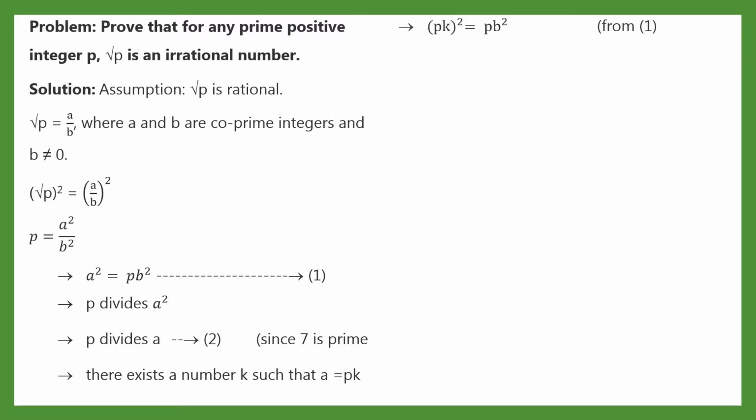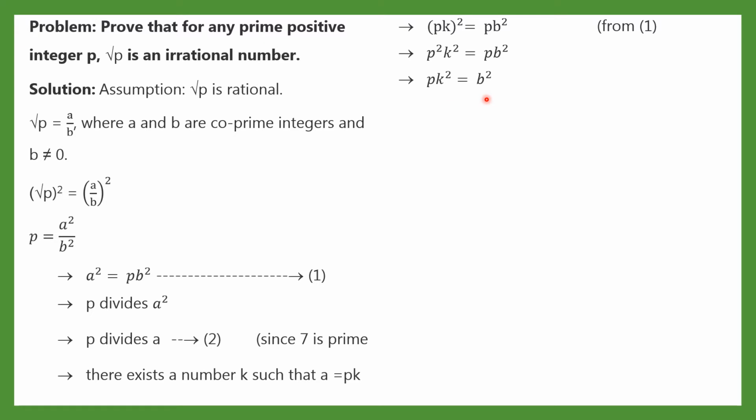I will substitute this pk in equation 1. Equation 1 is a square is equal to p b square. In place of a, I'll write pk. Then pk whole square is equal to p b square. The left side is p square k square is equal to p b square. I can cancel one p on both sides. The remaining is p k square is equal to b square.